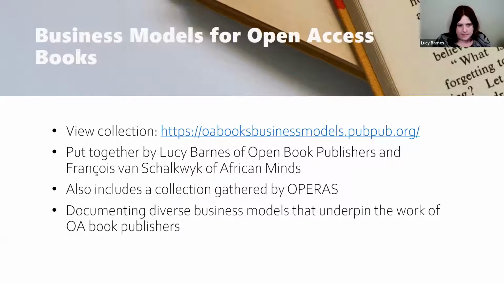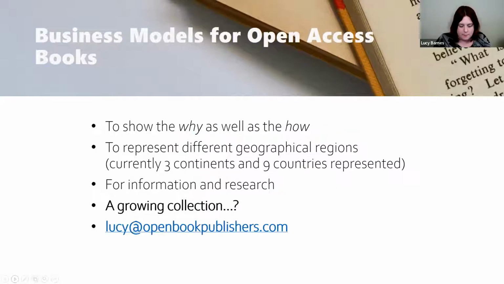And the intention of the collection, as I've said, is to document the diverse business models that underpin the work of different open access book publishers. And we wanted the collection to show the why as well as the how. It's one thing to present you with several business models that open access book presses are using, but what we hope the collection gets across is some of the reasons why some of the decisions have been made, why certain structures or strategies may have been chosen, and to show that it's not just a straightforward thing, I'm going to publish a book and it's going to be open access, but there might be different reasons why organizations do it in a particular way.